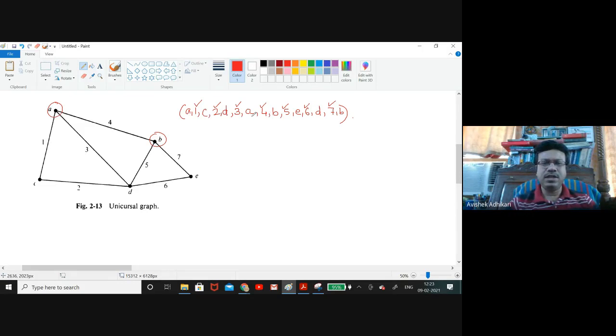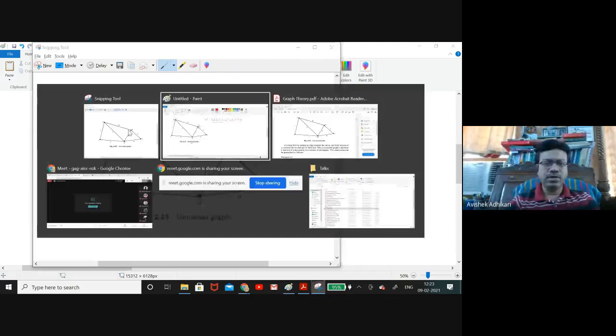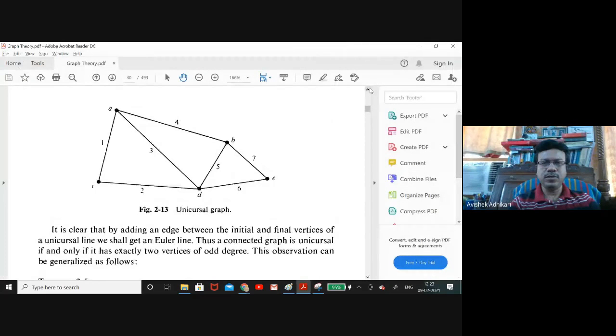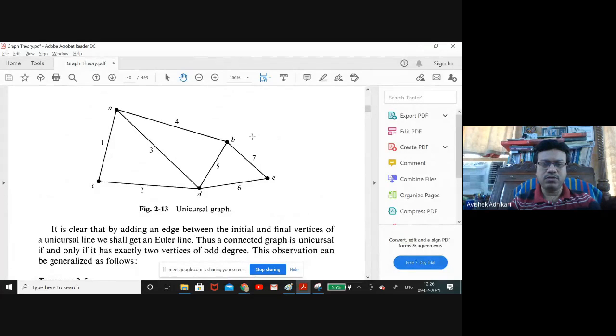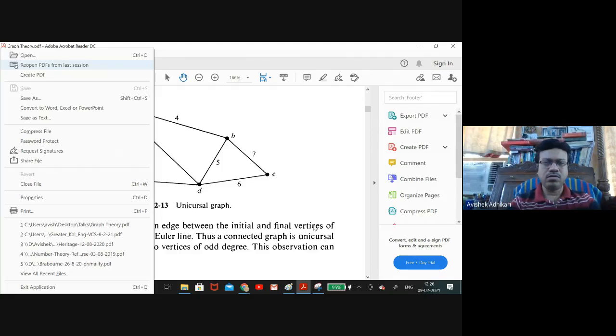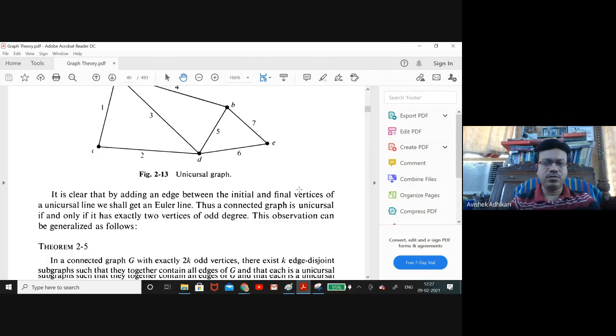But in that graph we can certainly explore all the edges exactly once, but it should not start with some vertex and end with that particular vertex. That kind of graph is known as a unicursal graph, and this walk is known as a unicursal line. Is the concept of unicursal graph clear to all of you? Yes, sir. Okay.